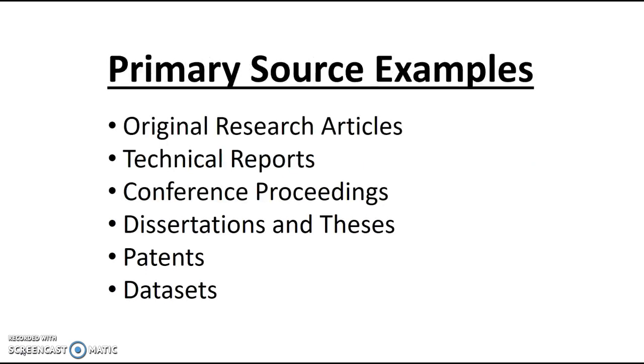As outputs of research and discovery, primary sources can take several forms. These include original research articles, technical reports, conference proceedings, dissertations and theses, patents, and data sets.